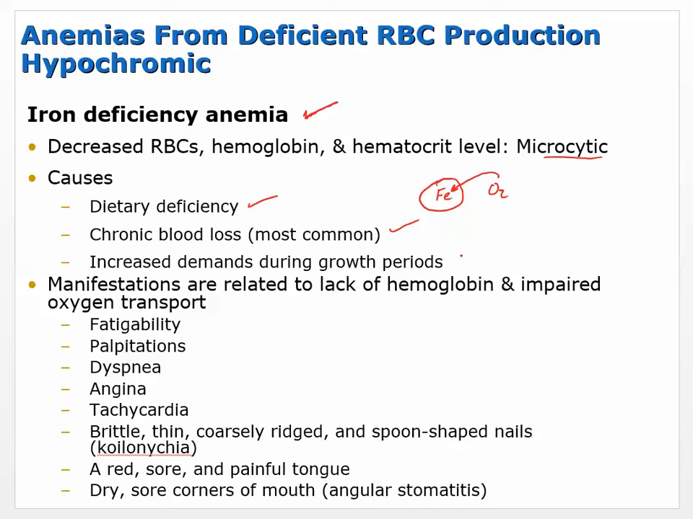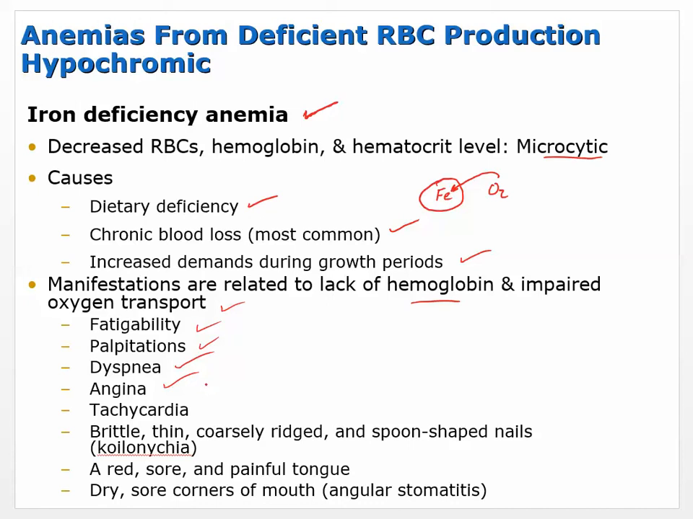Increased demands during growth periods. If you need more and you don't have it, then you're going to have a deficiency. That just kind of makes sense. So manifestations are related to lack of hemoglobin and impaired transport. Some of our same things: fatigability, palpitations. That's just your cells aren't getting the nutrients they need, so they can't function right. Dyspnea again, angina, especially angina if that's combined with atherosclerosis.